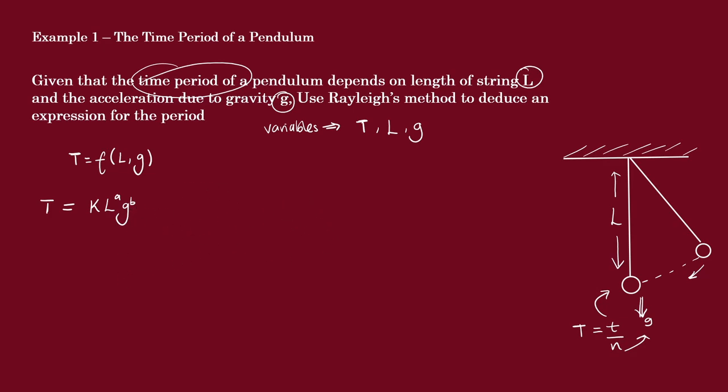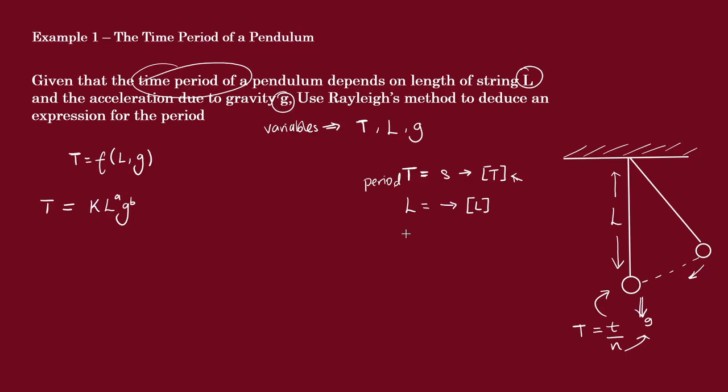The next step is going to be transforming these to dimensions. So remember we said that T is the time taken for a single oscillation. Okay, so that's going to be seconds. And the dimension is going to be T for time. Okay, we have to be careful. This T is for period, and this T is for time, the fundamental dimension. L is a length, and that's going to be dimension L.